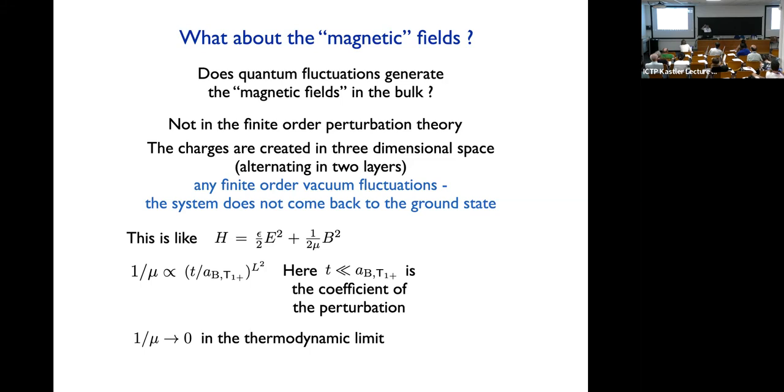You have to apply perturbation theory many, many times until you reach the boundary. That's the property of this phase, okay? And because of this, the magnetic permeability depends on your system size, essentially. Well, L squared, right? This perturbative parameter, the L squared. So in the thermodynamic limit, one over the magnetic permeability goes to zero.